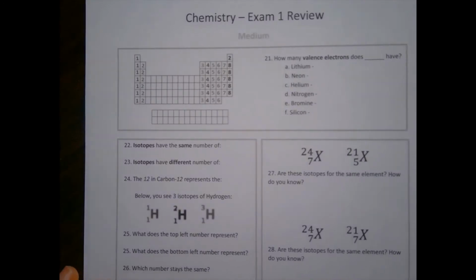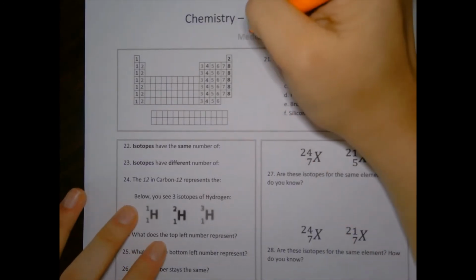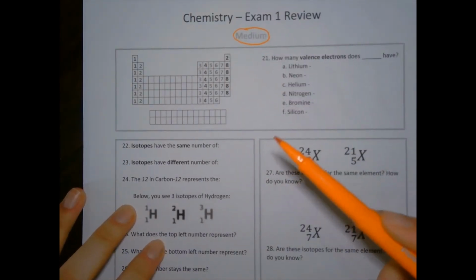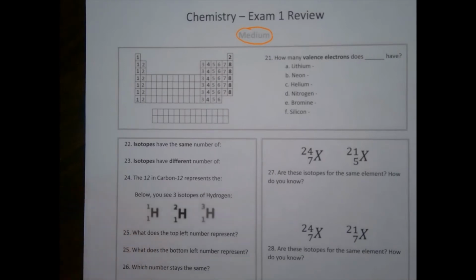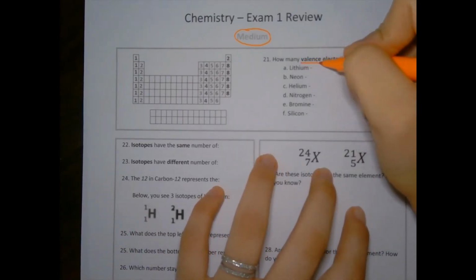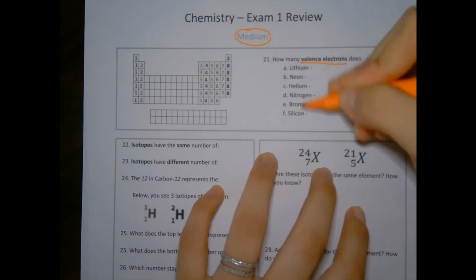Pretty simple. Now we're going to move on to my medium. Dun dun dun. The medium difficulty. And for keeping up with the color scheme, I'm going to write in orange. Ooh. Okay, so number 21. How many valence electrons do these have?